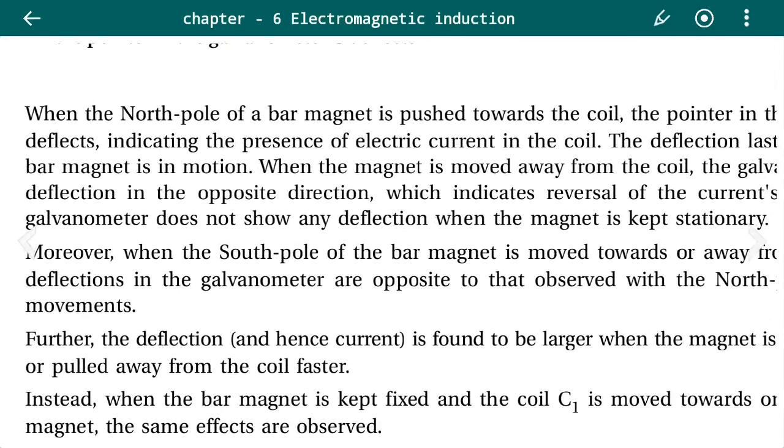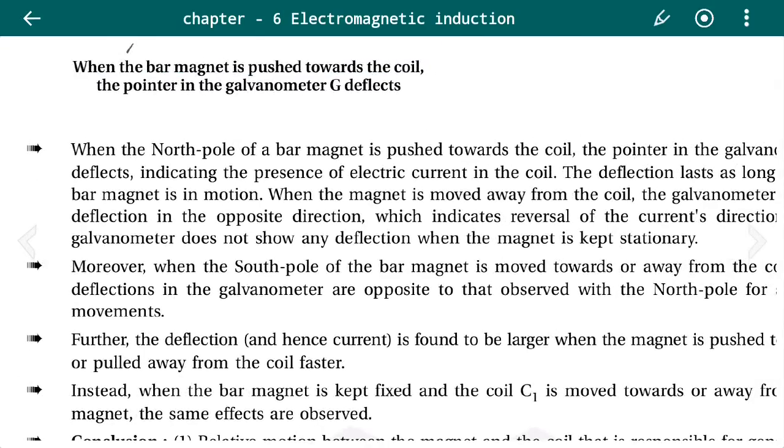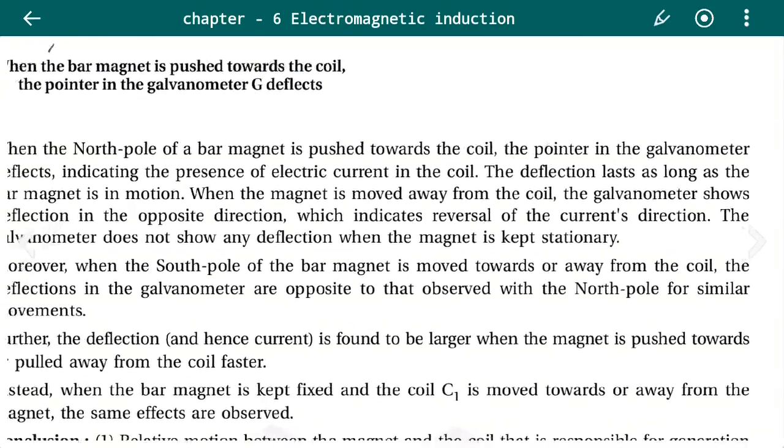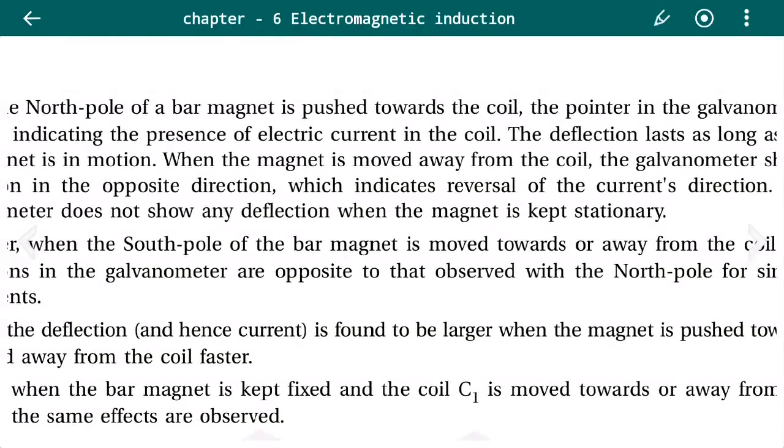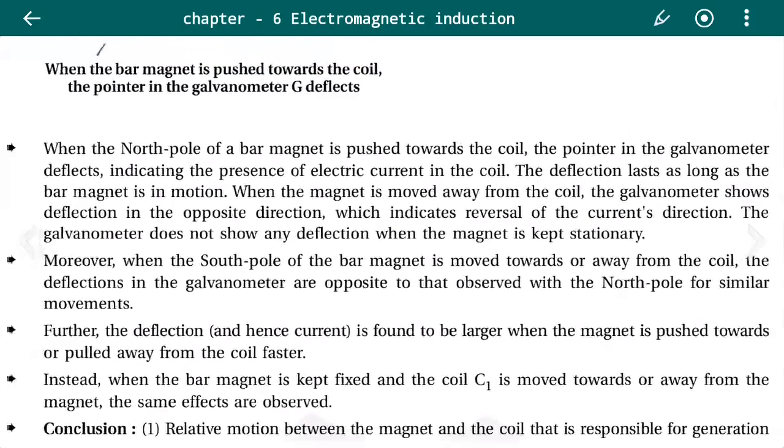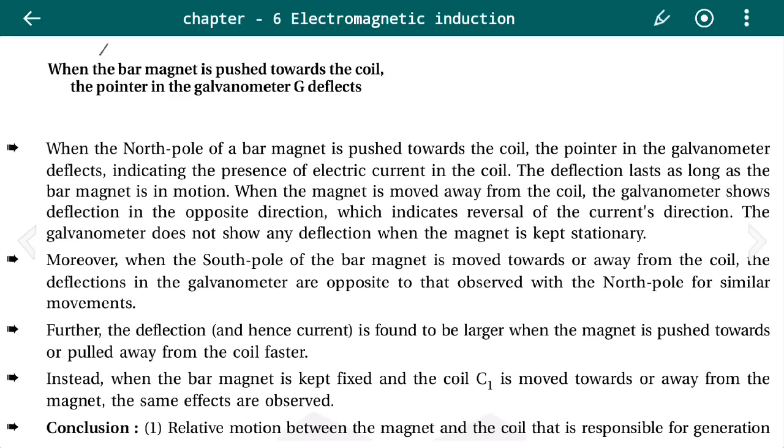When the north pole of a bar magnet is pushed towards the coil, the pointer in the galvanometer deflects, indicating the presence of electric current in the coil. The deflection lasts as long as the bar magnet is in motion. When the magnet is moved away from the coil, the galvanometer shows deflection in the opposite direction, which indicates the reversal of the current's direction. The galvanometer does not show any deflection when the magnet is kept stationary.